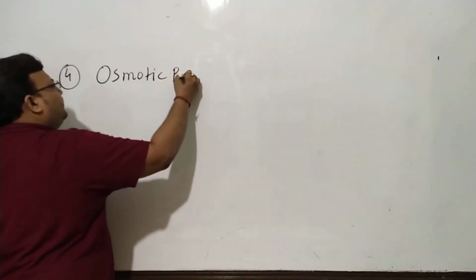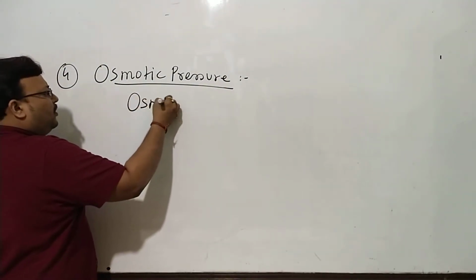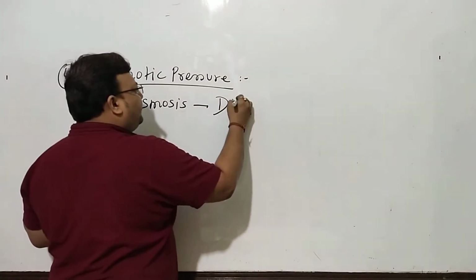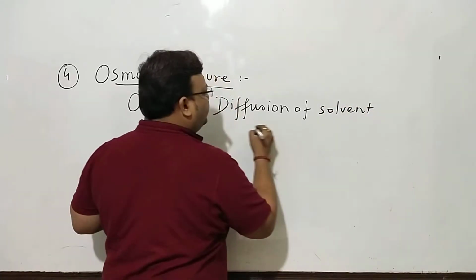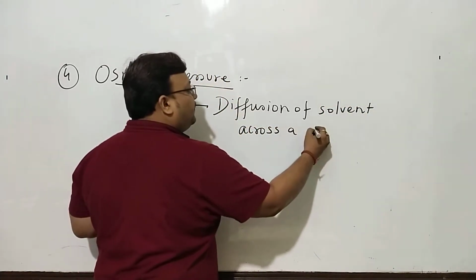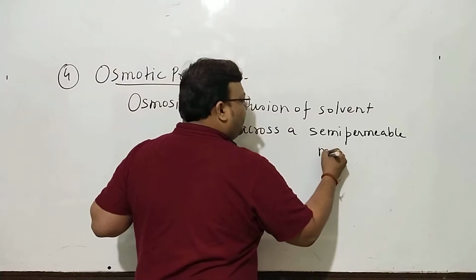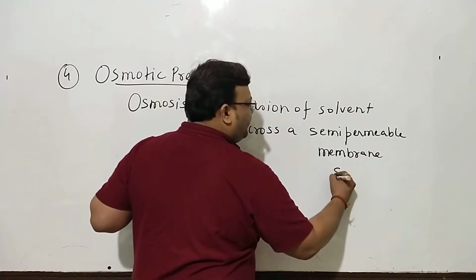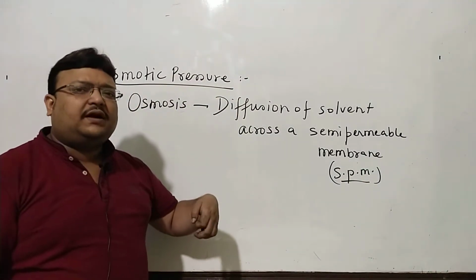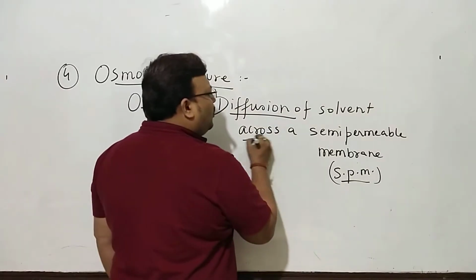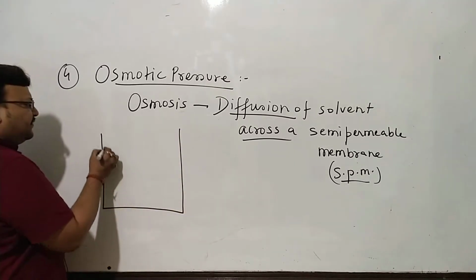Now osmotic pressure has to be related to the process called osmosis, which is diffusion of solvent molecules across a semi-permeable membrane. I'm going to write SPM every time for semi-permeable membrane. So we were taught a little bit about osmosis, diffusion across a semi-permeable membrane, much before class 11, and the picture which comes to mind is a symbolic representation of this kind.